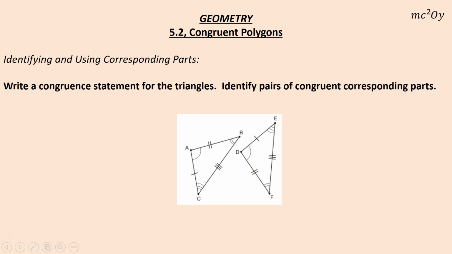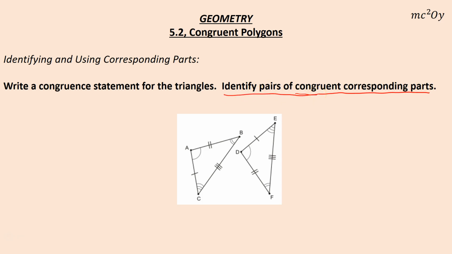All right, we're going to talk about congruent polygons. So the first thing we need to do is be able to identify polygons being congruent by using corresponding parts. So I'm going to write a congruent statement for the triangles listed here, and I'm going to identify the pairs of congruent corresponding parts. In fact, I'm going to do part of this first.